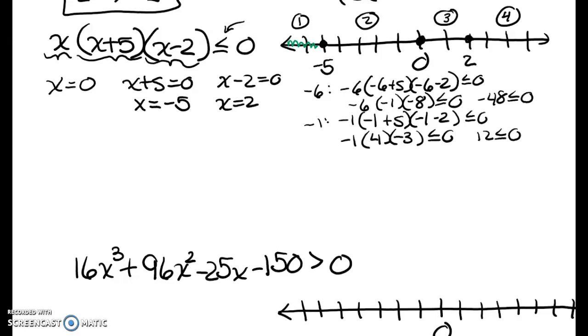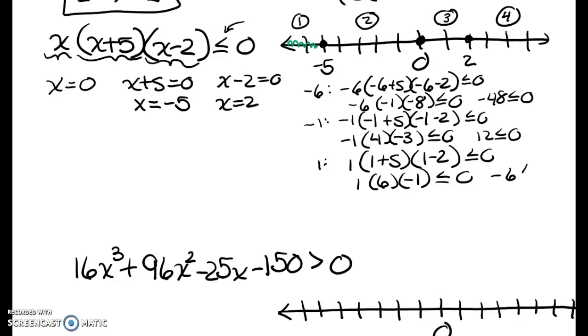So in region 3, the only whole number we have is a +1, so I'm going to try +1. So 1 plus 5 and 1 minus 2 is less than or equal to 0. So I get 1 times 6 times -1 is less than or equal to 0. So 1 times 6 is 6. 6 times -1 is -6 is less than or equal to 0. That's a true statement. So I'm going to shade that region in.